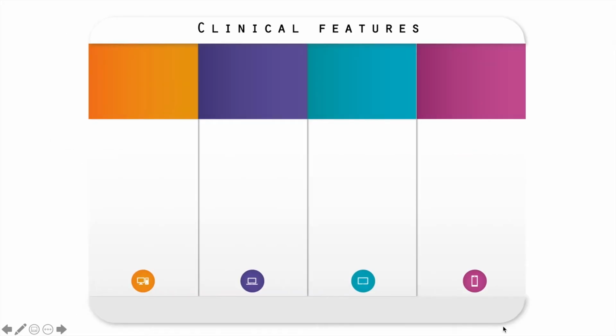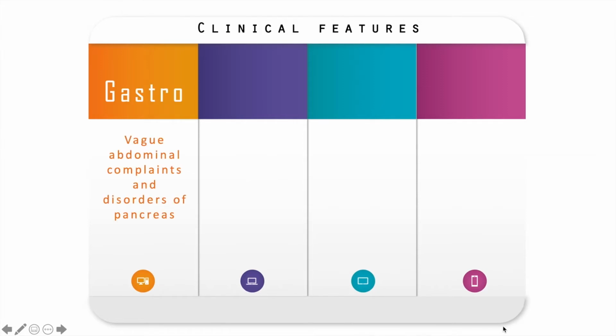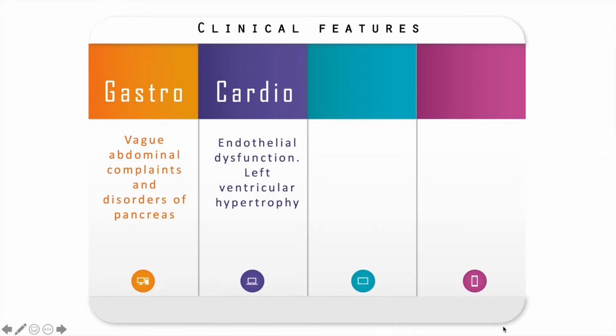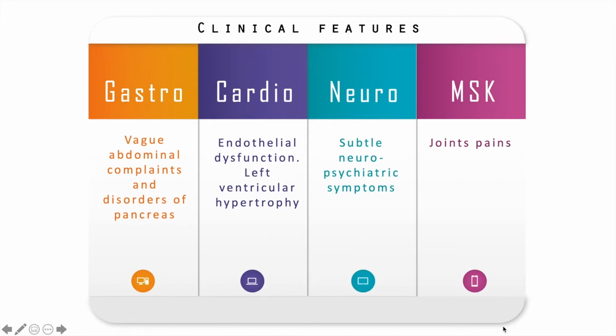Other clinical features of hyperparathyroidism could be in the gastrointestinal system, wherein there could be vague abdominal complaints and disorders of the pancreas. The patient could have cardiovascular disease characterized by left ventricular hypertrophy or endothelial dysfunction. Neurological manifestations would include subtle neuropsychiatric symptoms, and the patient could have joint pains indicating involvement of the musculoskeletal system.